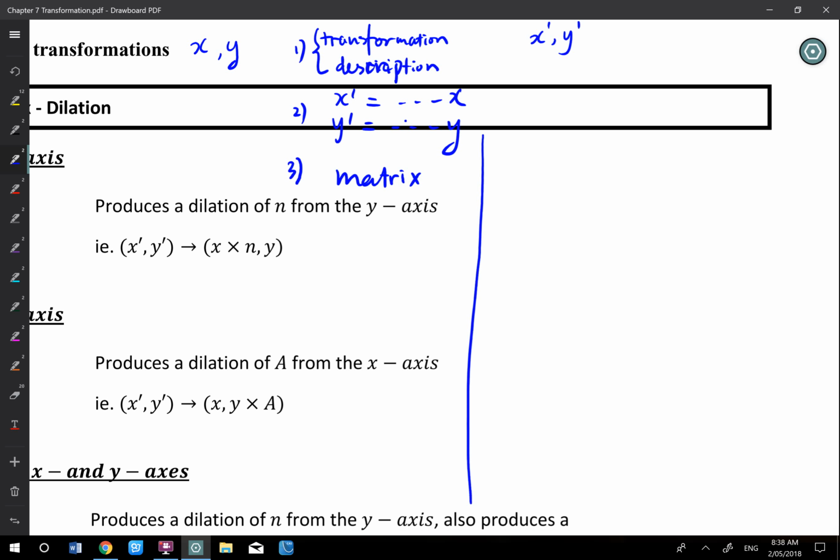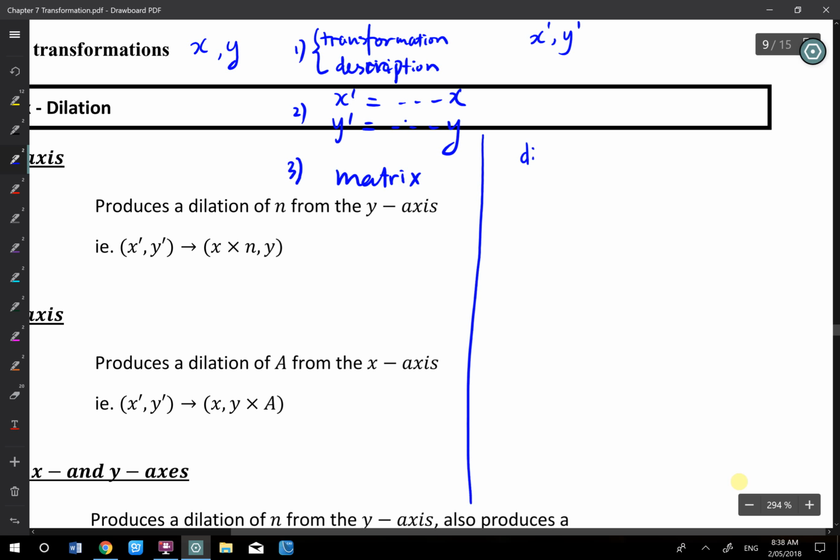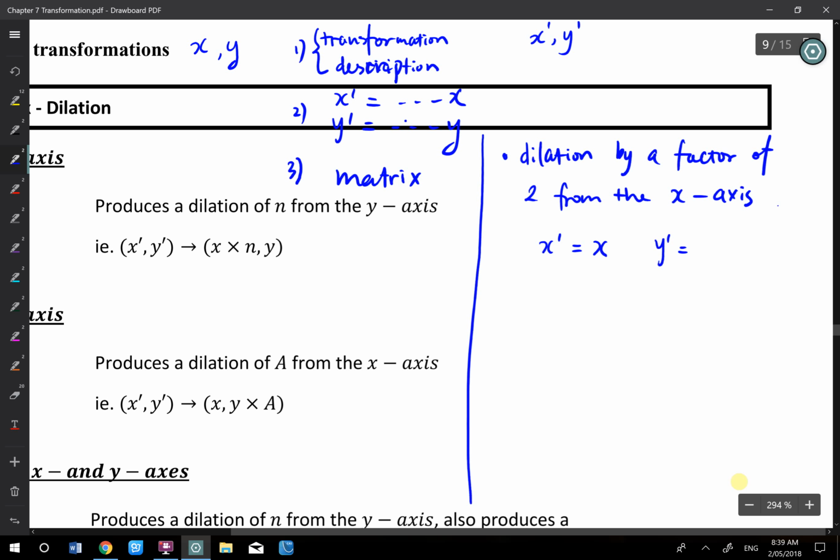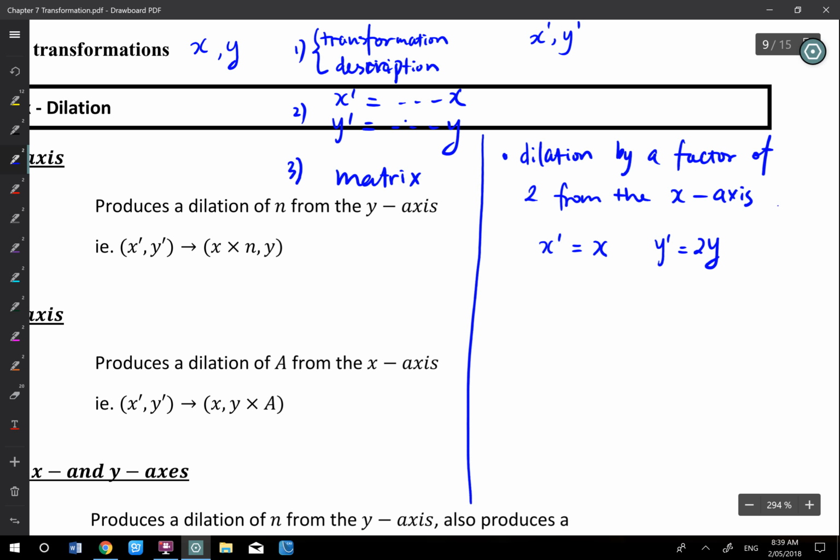Let you see why matrices can be equivalent to words. So let's say there's a dilation by a factor of 2 from the x-axis. Okay, from the x-axis. What you can write according to this is x won't change. x dash still equals x, but y dash equals 2y. Okay, that's what you can write.